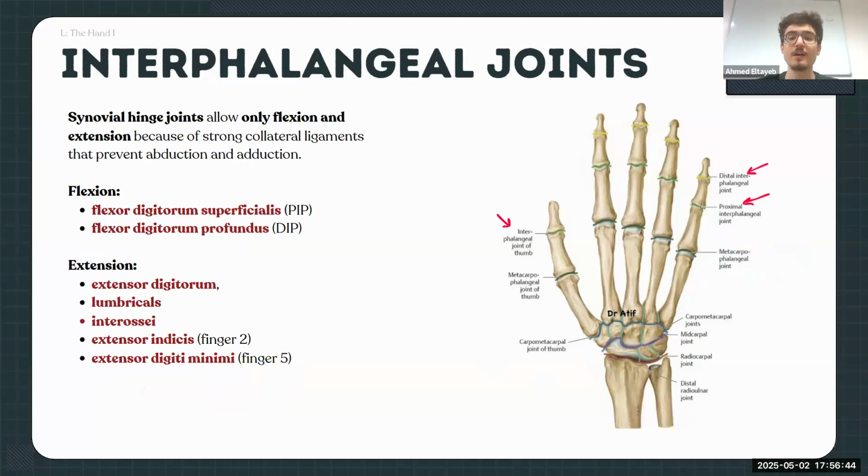Interphalangeal joints are mainly for flexion and extension of the digits using flexor digitorum superficialis and profundus. And from the back, the extension involves not only extensor digitorum, it also involves lumbricals, interossei, and extensor indicis and extensor digiti minimi. Okay? Now, this joint, you should understand the ranges of motion across the joints.